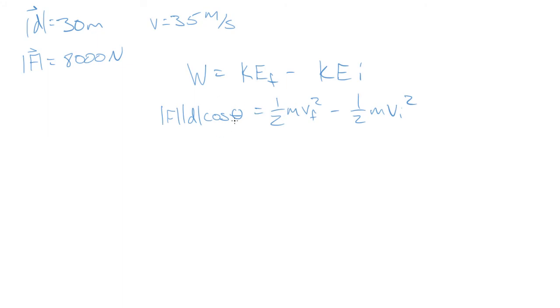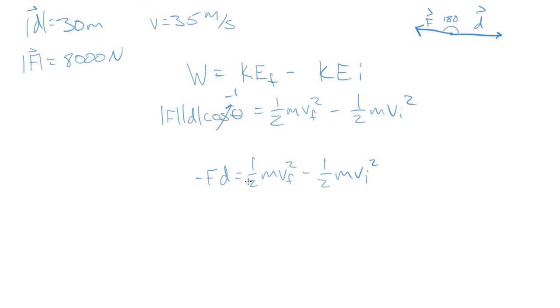Okay, so the first thing I know is the cosine of theta, the theta in this picture. I have a displacement in this direction. My force applies in that direction, just like our previous example. That's 180. So cosine of theta is -1. So what I have here really is a negative magnitude of my force times the magnitude of my displacement is equal to 1/2 mv final squared minus 1/2 mv initial squared.